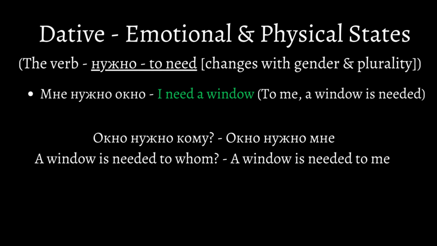Here is an example in the neuter. Мне нужно окно. I need a window. Нужно stays нужно to fit the neuter noun окно. It doesn't really mean I need a window as much as to me a window is needed. Окно нужно кому? Окно нужно мне. A window is needed to whom? A window is needed to me.